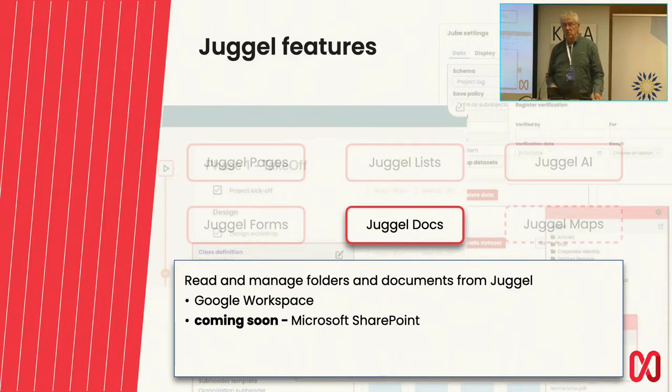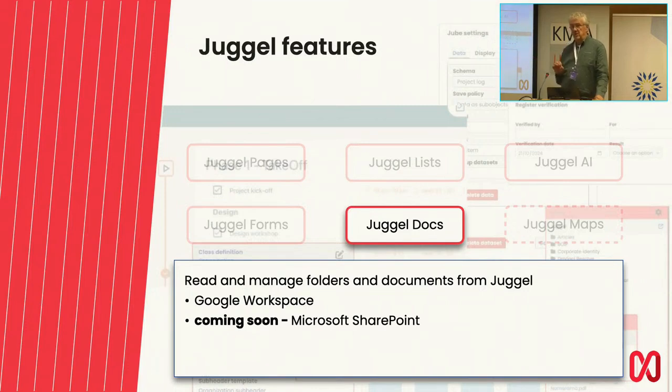Juggel Docs. We talked about documents, whether they are in SharePoint or in Google Workspace. They are not ideal. You want to have your information in the wiki, but you must have a way to deal with documents. And Juggel Docs takes care of that. Right now, these are all growing features, but this is very nice. I like this already very much.